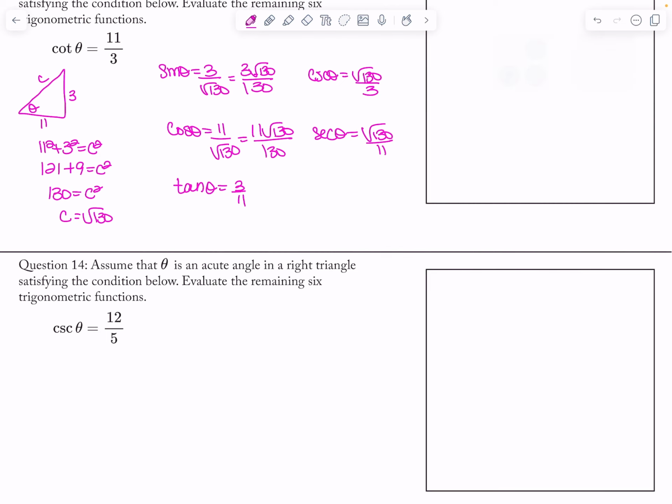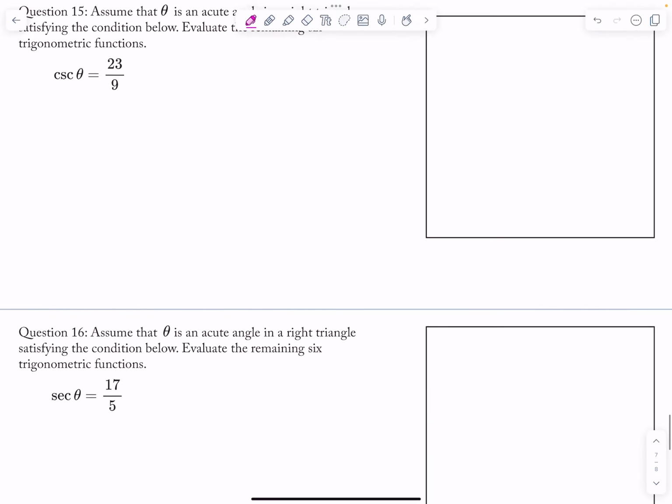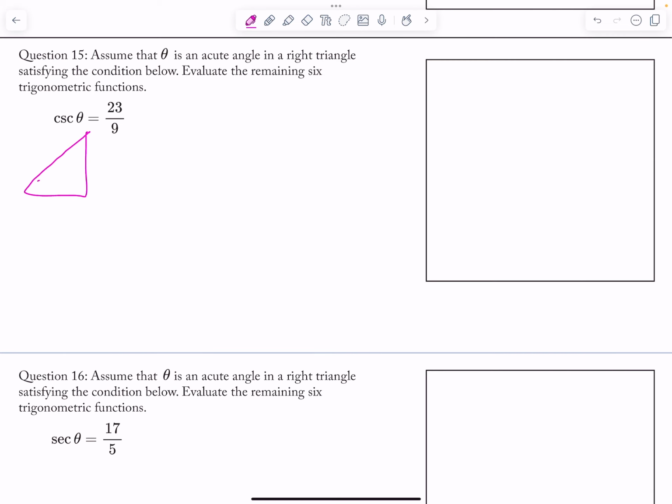All right. All right, 15 is the last one. Theta. 23 is my hypotenuse. My opposite side is 9, so I'm finding a squared plus 9 squared is equal to 23 squared. That's going to require some effort. Okay, so I have a squared plus 81 is equal to 529. And I'm going to subtract 81 from 529, and I get 448.